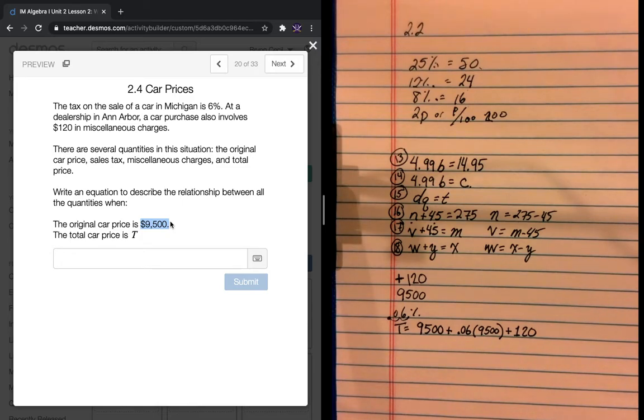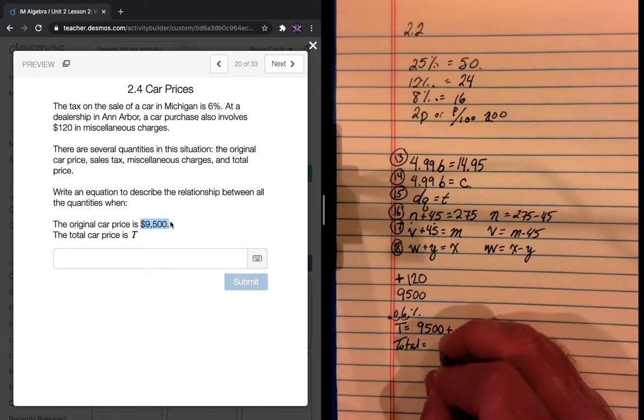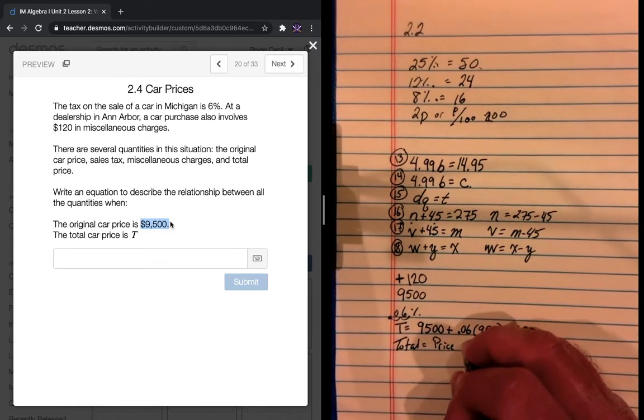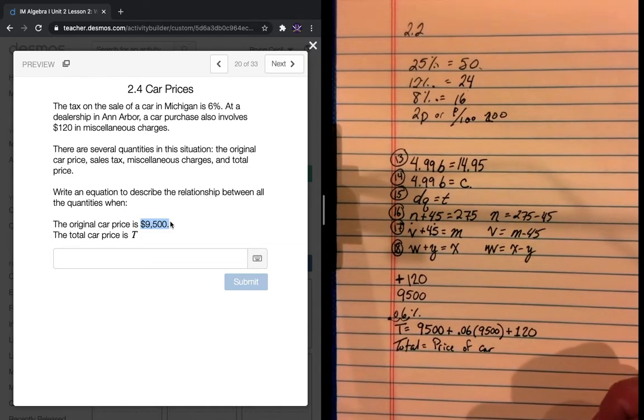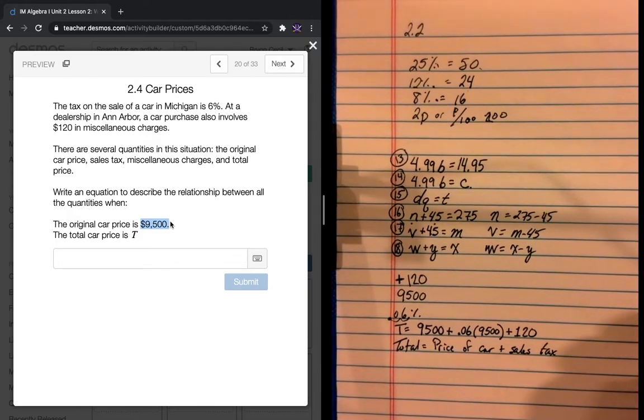Now let's see it. The easiest way to do it is to write it in words. So does the total equal the price of the car plus the sales tax and plus the miscellaneous charge? All right, so we are good there.